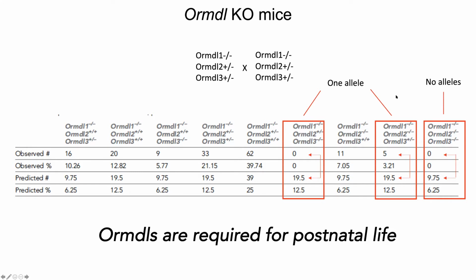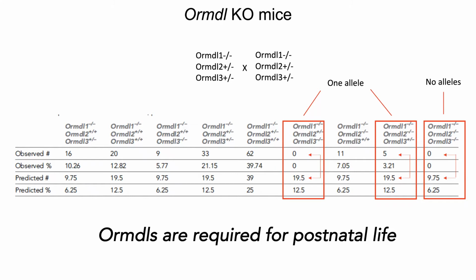And to go beyond that, if we look at the offspring that would have 1 allele, again, we found 0 mice that were ORM1 knockout, ORM3 knockout, ORM2 het. And the class that would be ORM1 knockout, ORM2 knockout, ORM3 het, we found just 5 where 20 would have been predicted. So this suggests that the ORMs, at least in combination, are required for postnatal life. Now, this genotyping was performed after weaning, so we don't know at what point the lethality occurred.